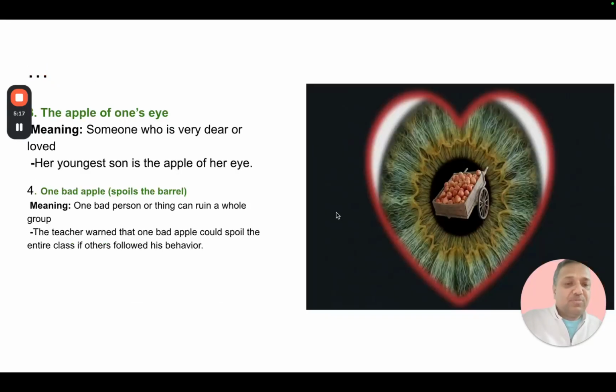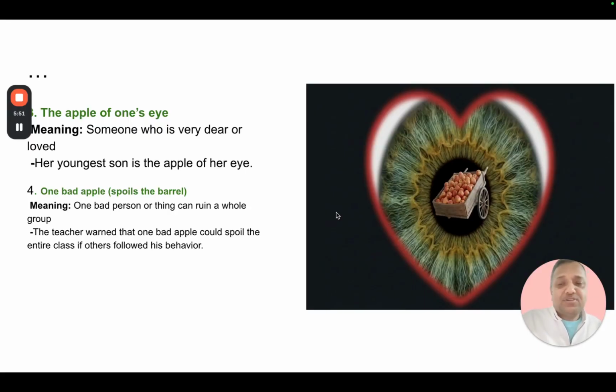Moving to the third one, the apple of one's eye. Sometimes you say, I am the apple of my parents' eye. What does that mean? You are the most loved one in your family. For example, her youngest son is the apple of her eye. You can even say to your loved one, you are the apple of my eye. Anything that you like is very precious. You love it very much.